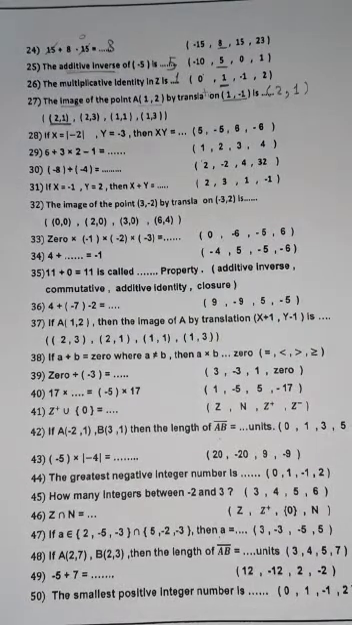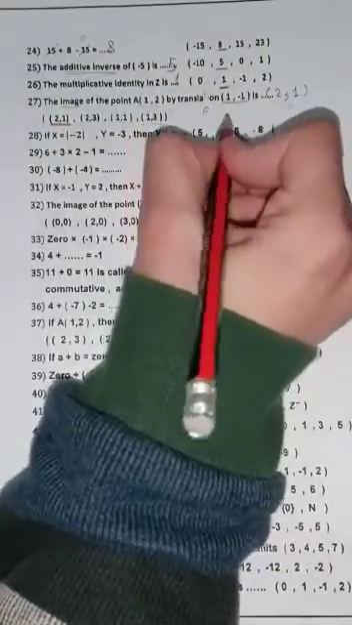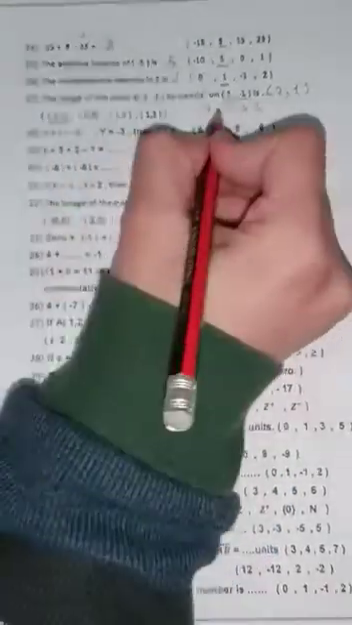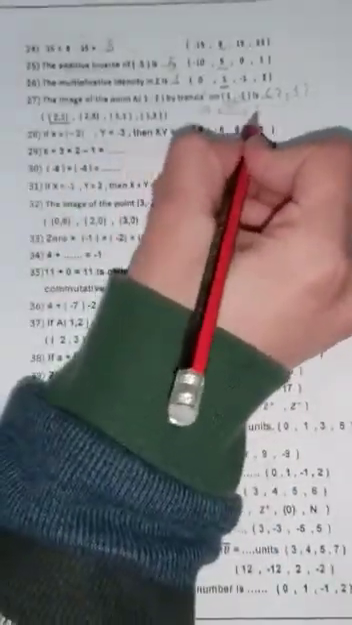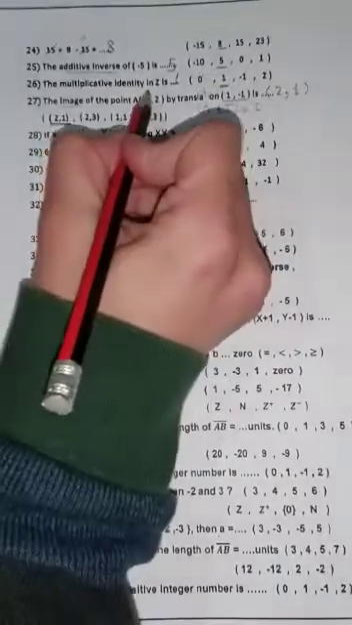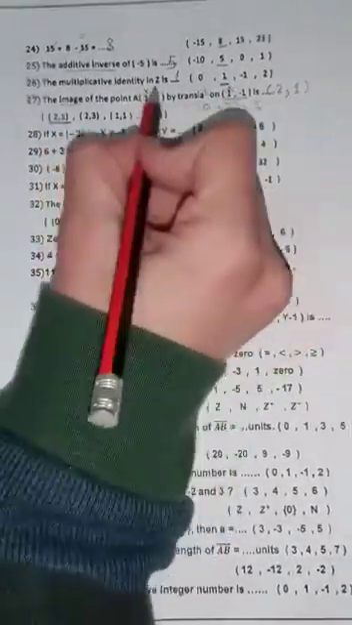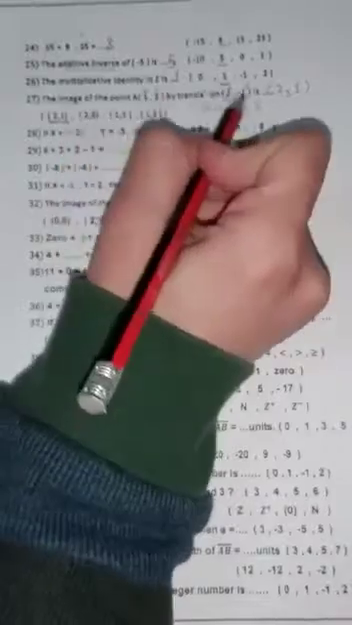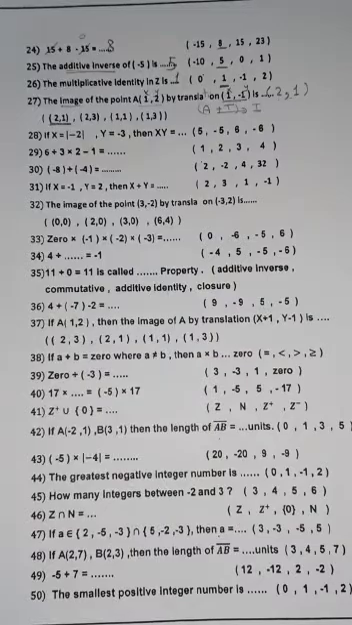Again, I have the point A and the translation rule. I want the image. We make what? We make plus to get the image. X plus X and Y plus Y. 1 plus 1 equal 2. 2 plus negative 1 equal 1. Okay? And the answer will be 2, 1. This is the image.